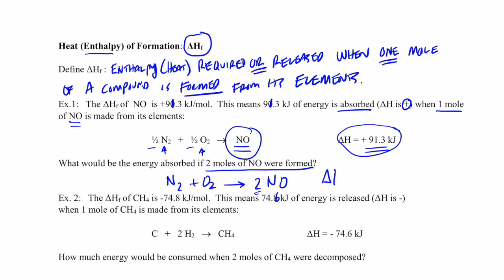So the delta H for this process would be 2 times 91.3 kilojoules, which is 182.6 kilojoules, positive still, for that reaction. I'm just making twice as much. Okay, let's do another one.